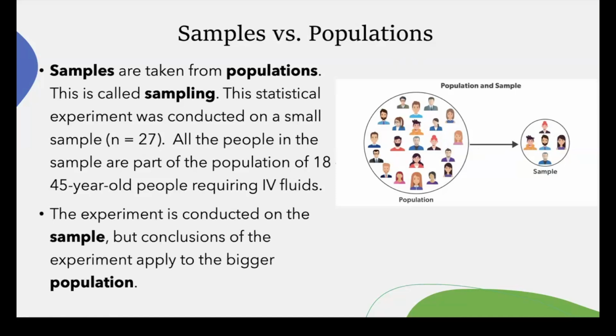The experiment is conducted on the sample. So we are going to conduct our experiment on the 27 people that are part of the sample. But when we make conclusions from our experiment, the conclusions that we make apply to the whole population. So if we're concluding that our 27 people received a significant improvement with warmed IV fluids, then we conclude that all people that require IV fluids between the ages of 18 and 45 would also have improved comfort levels. So a sample is part of a bigger population.